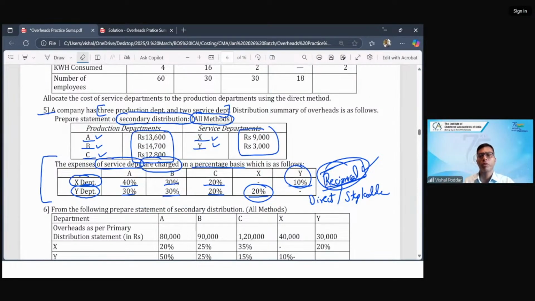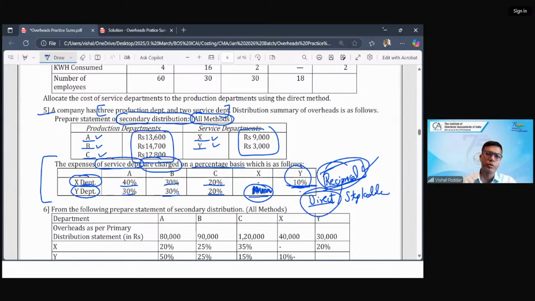But if I have to solve it by direct, how will we solve it? We will ignore. So this is how the question becomes a question of direct. Then the same question, when we will be solving by step ladder, what will we do? We will only ignore Y to X, but we will keep X to Y. So automatically the sum will become of step ladder.